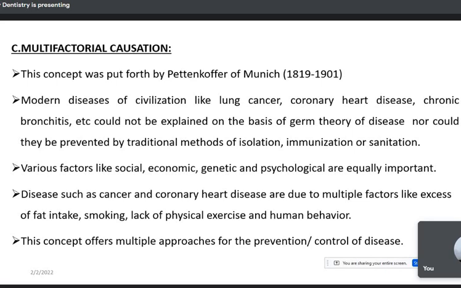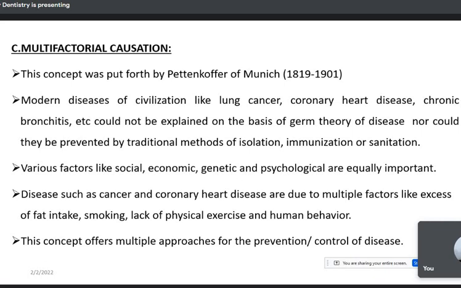Now, if you take the history of each and every person who is more than 40 years old, the majority of them are suffering from hypertension, diabetes, or cardiovascular disease. Why is that? Because these are non-communicable diseases that have many factors associated with them. It's not that a single factor is causing that. So why do we need to understand multifactorial causation? This concept offers multiple approaches for the prevention of the disease.